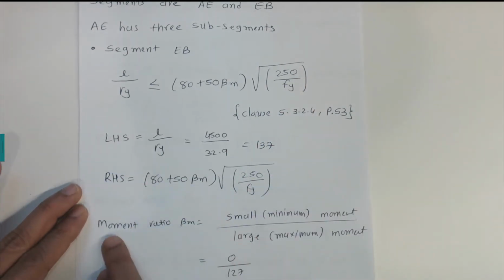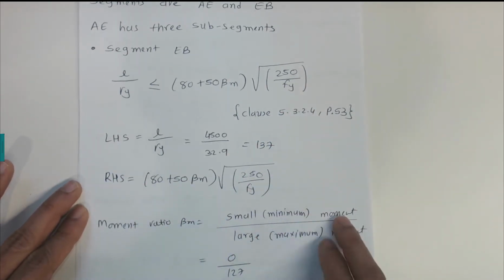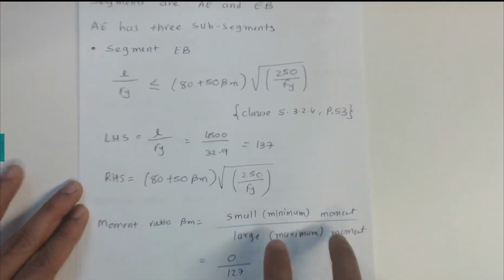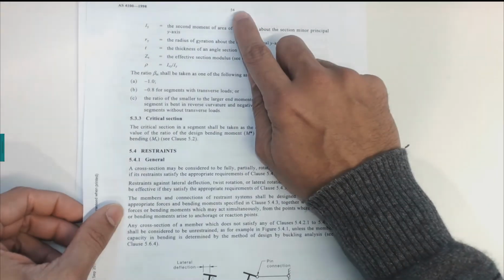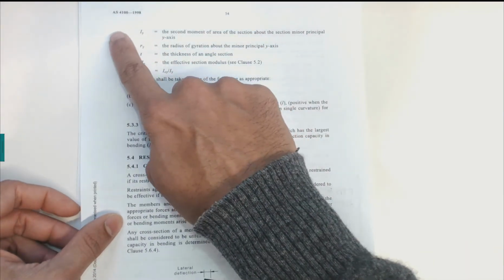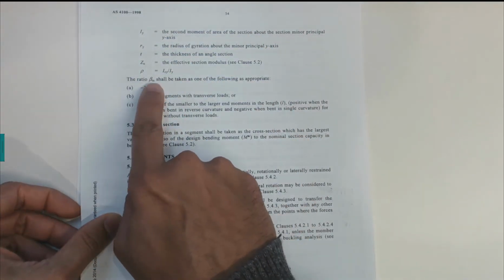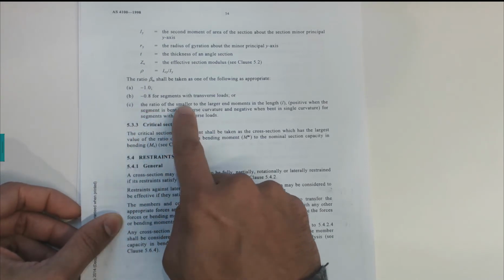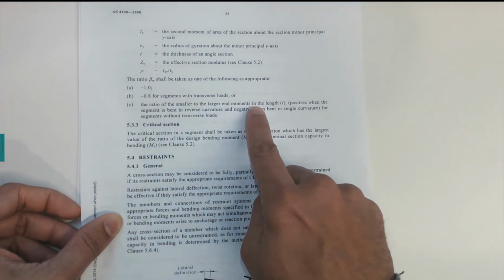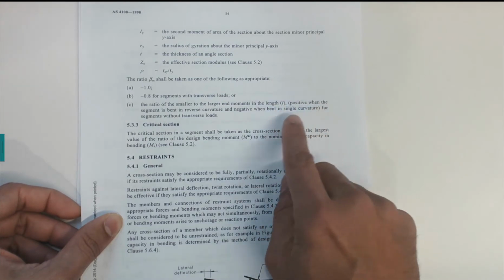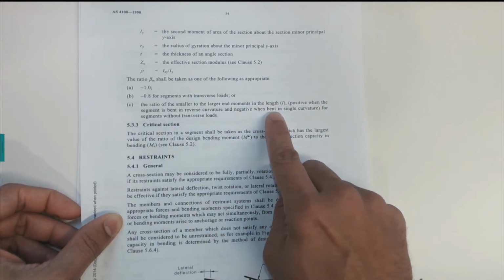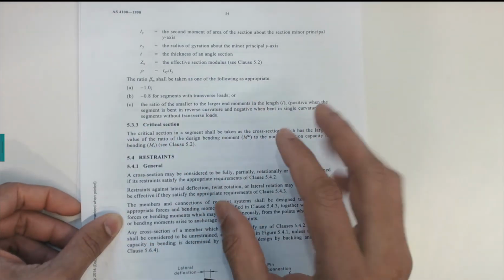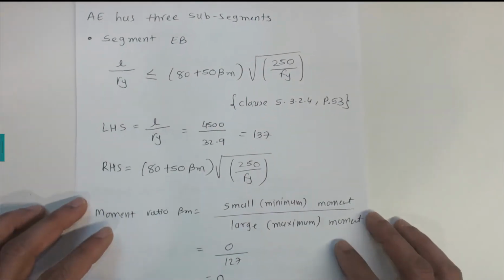Now we need to find this moment ratio beta m, which is the minimum moment over maximum moment. This condition for beta m is given over the page, page 54 of AS 4100. It says the ratio beta m is the smaller to the larger of the end moments in the length L. The ratio is positive when the segment is bent in reverse curvature and negative when bent in single curvature. So that's the definition of beta m.